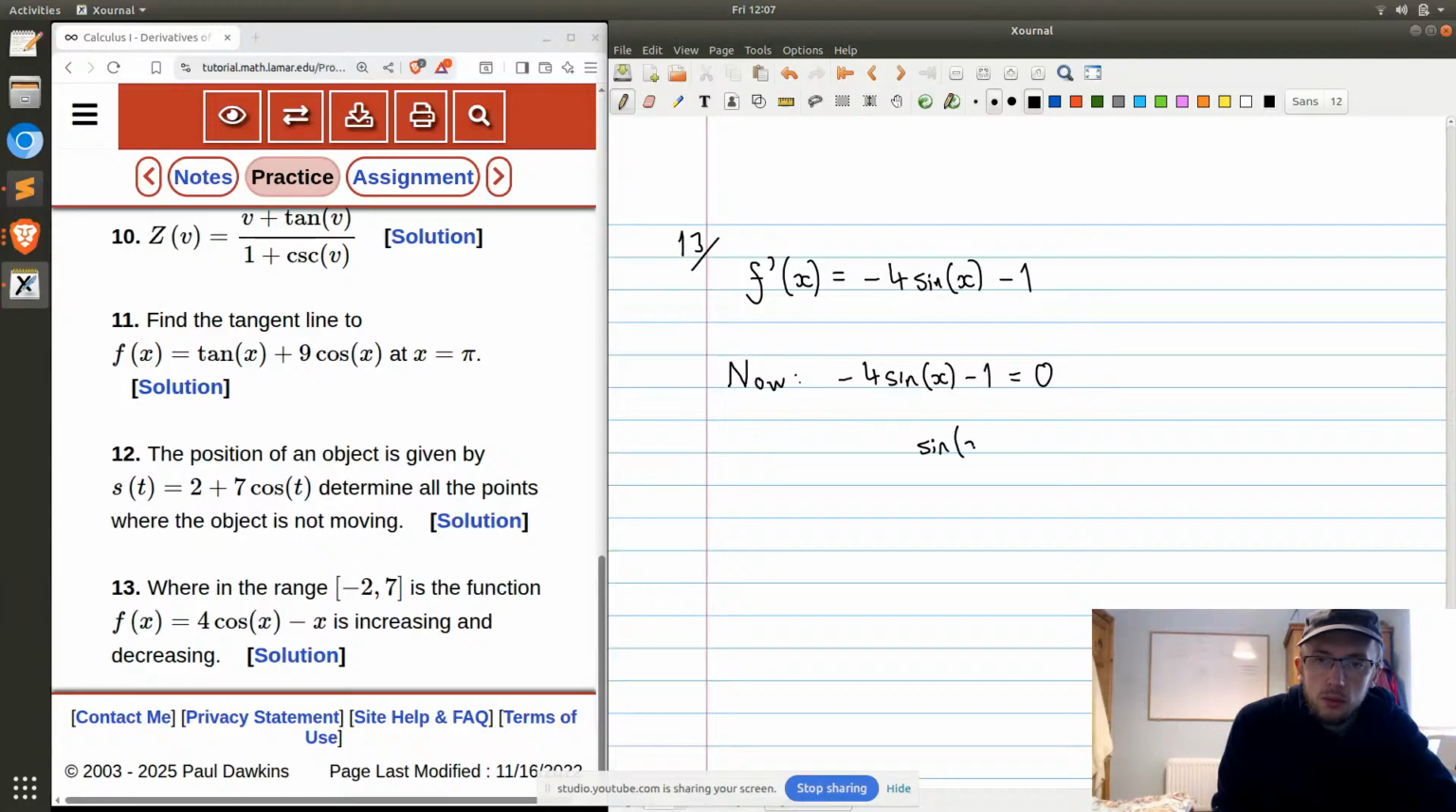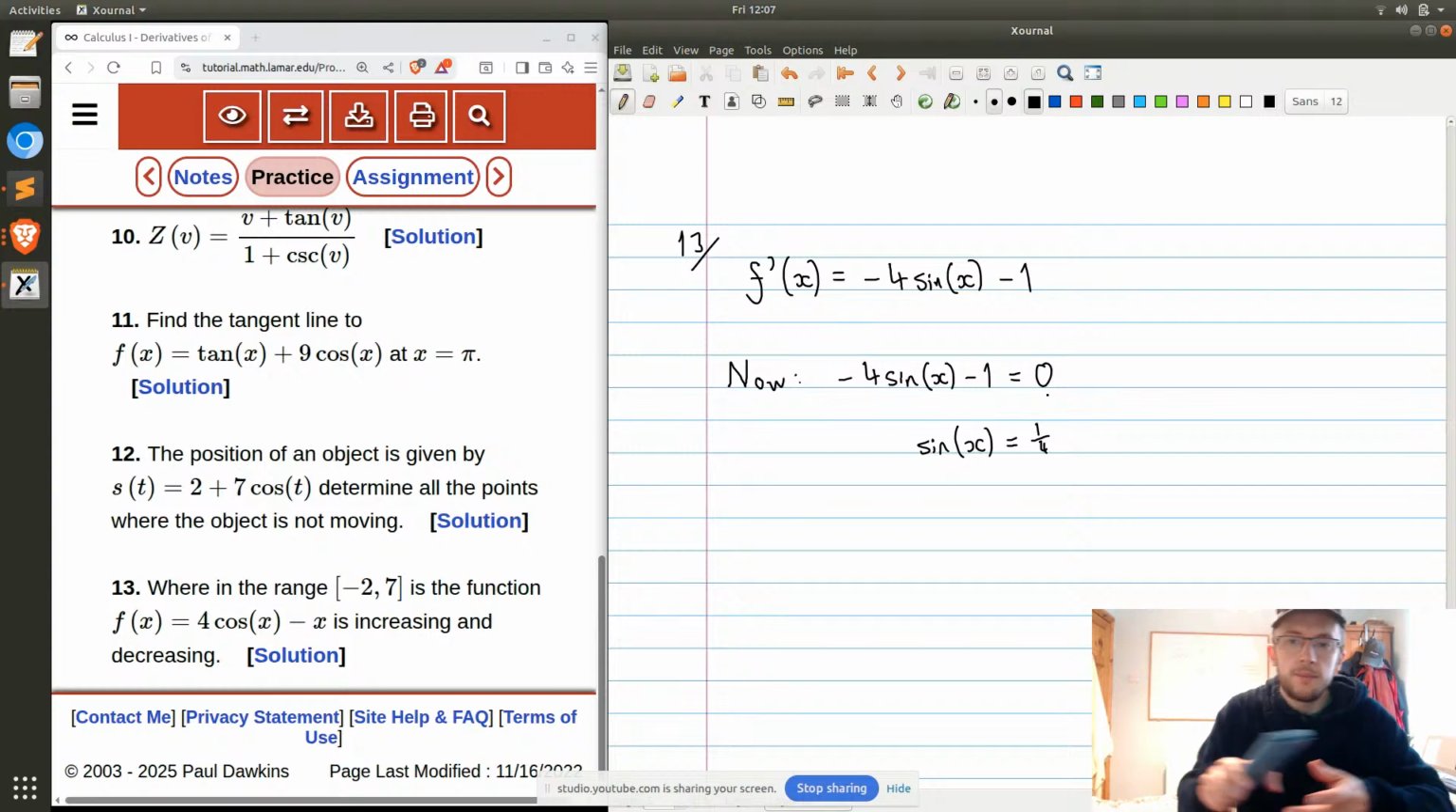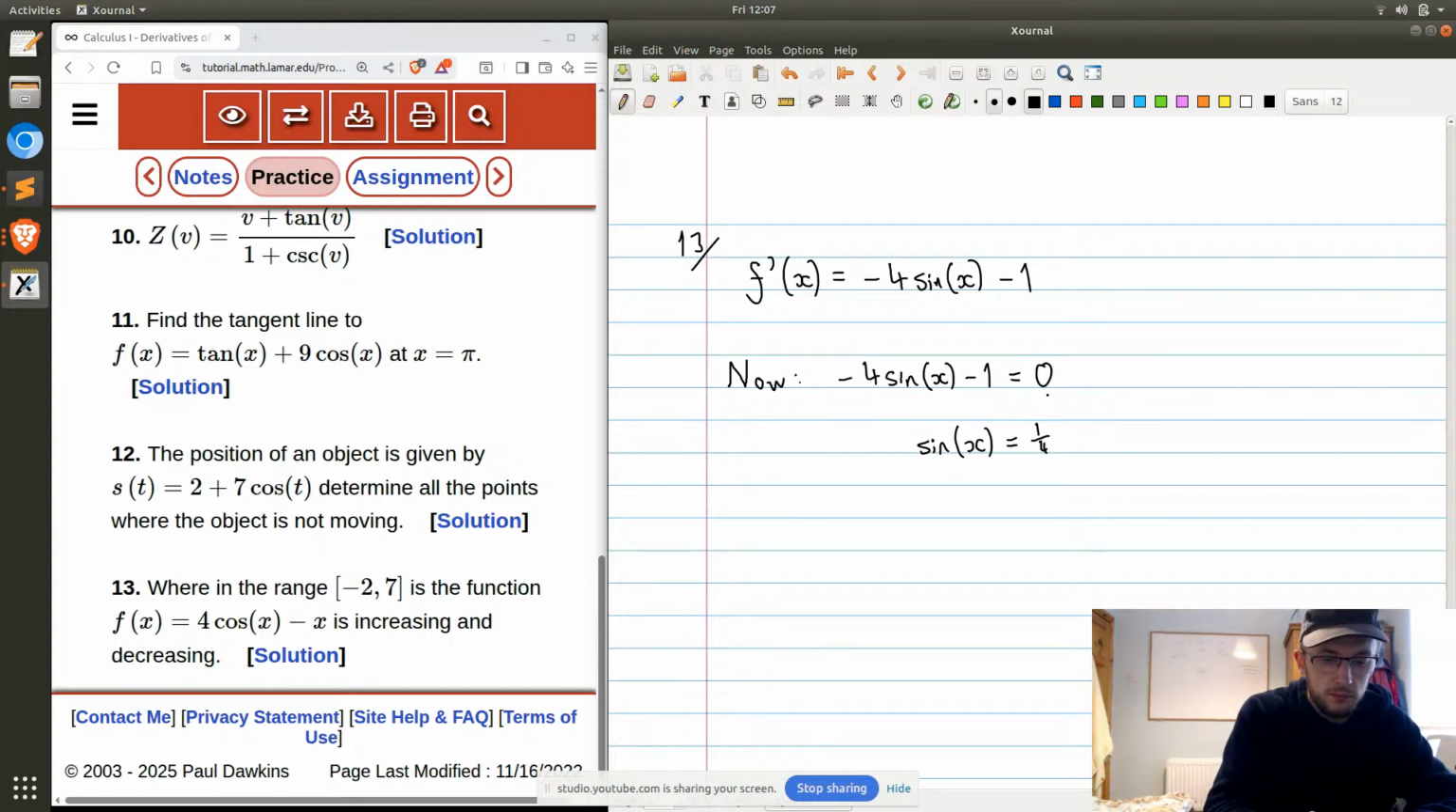So move the 1 over, divide by the -4, and we get a quarter. And when is that true? Well, inverse sine of a quarter. And so we get 0.2527.